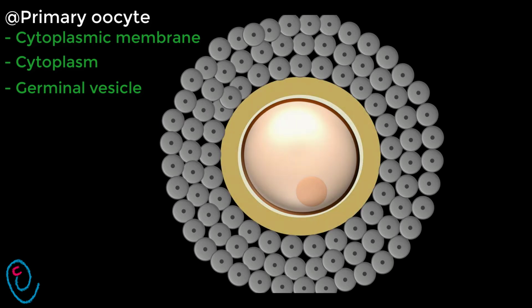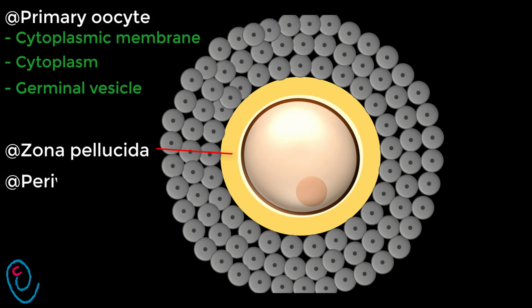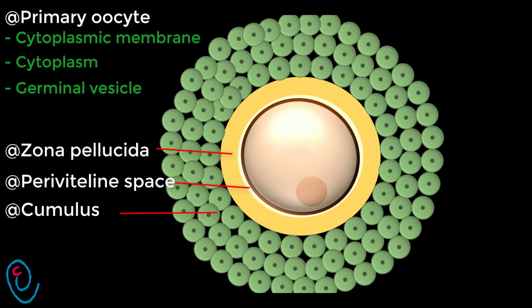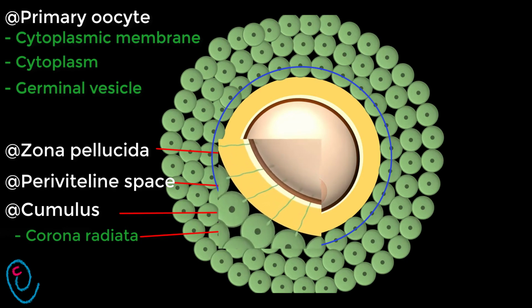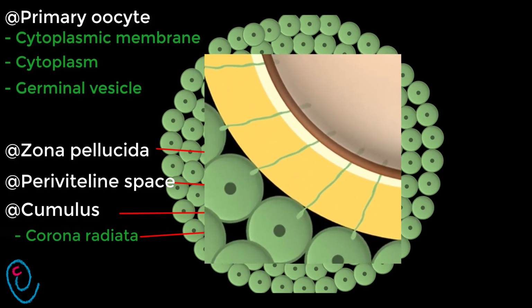The oocyte is surrounded by an outer shell known as zona pellucida. As you see, there is a narrow space between the zona pellucida and the primary oocyte, known as perivitelline space. Around the zona pellucida, there is a collection of granulosa cells known as cumulus. The innermost layer of the cumulus is known as corona radiata. Corona radiata communicate with the primary oocyte through fine connections called gap junctions.